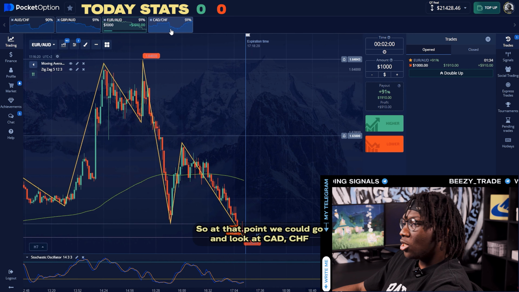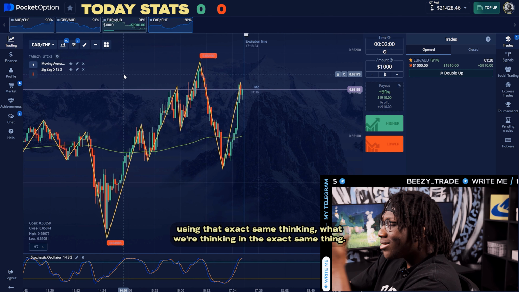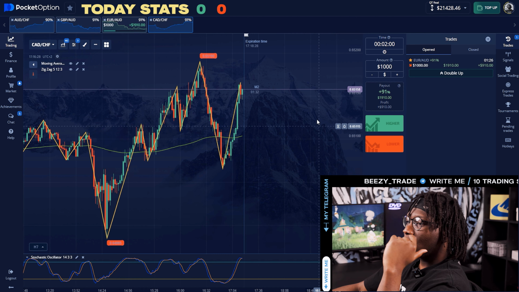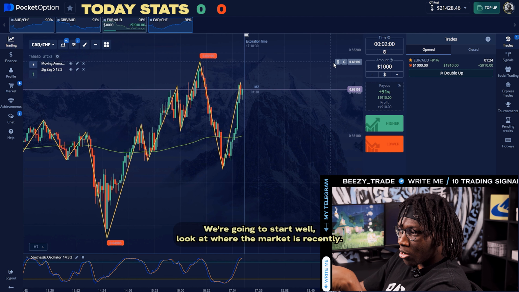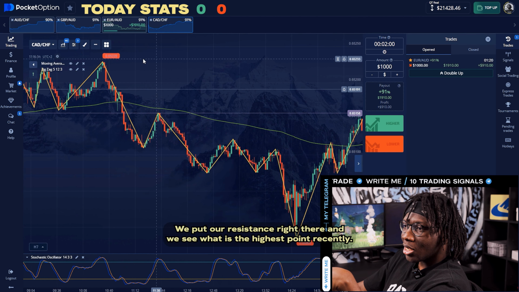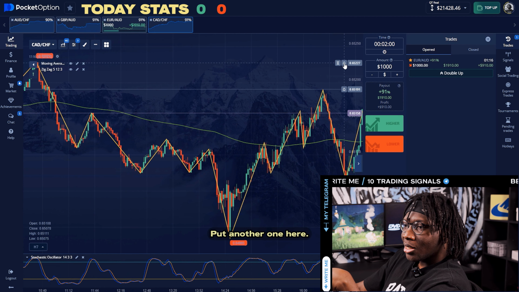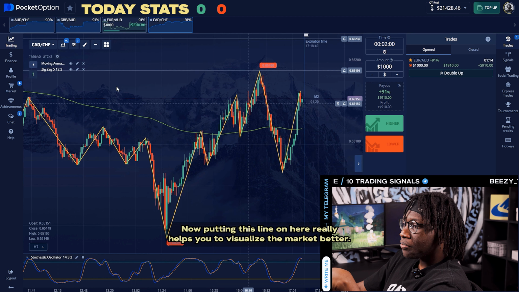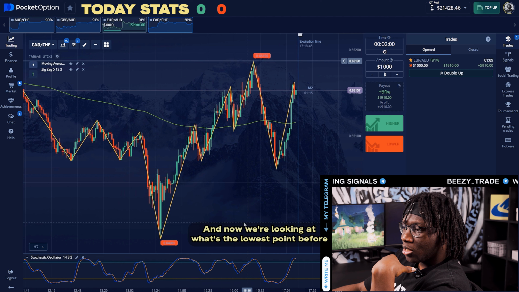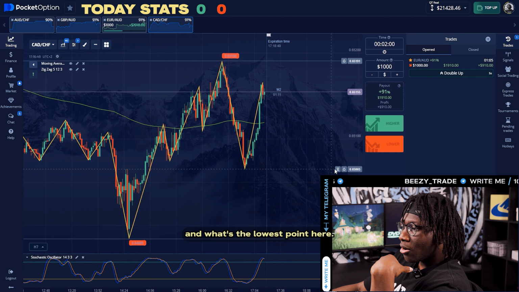So at that point, we could go and look at CAD CHF using that exact same thinking. We'll look at where the market has recently stopped. We put our resistance right there, and we see what is the highest point recently. Put another line here. Now, putting these lines on here really helps you to visualize the market better. And now we're looking at what's the lowest point before, and what's the lowest point here.